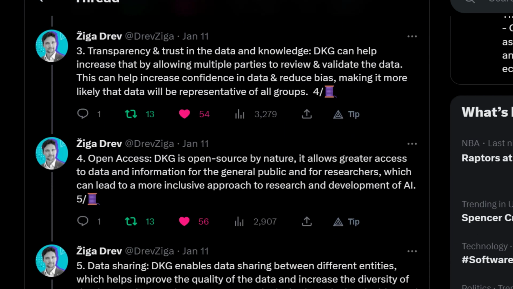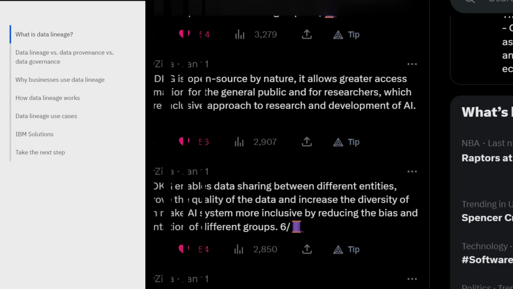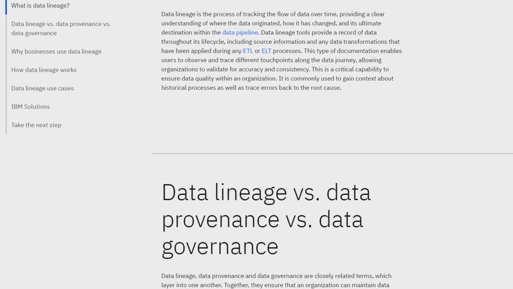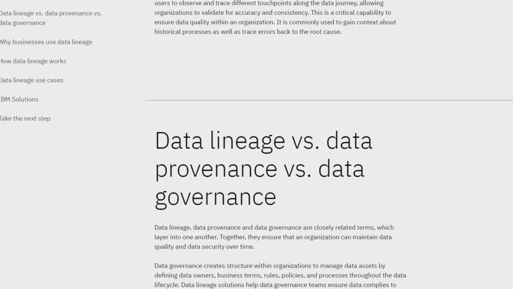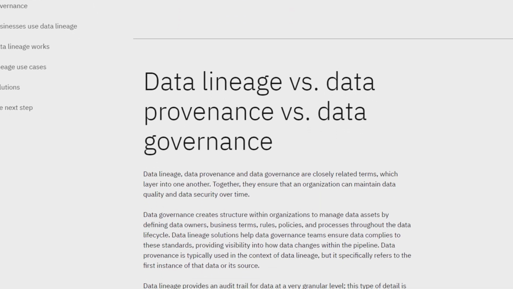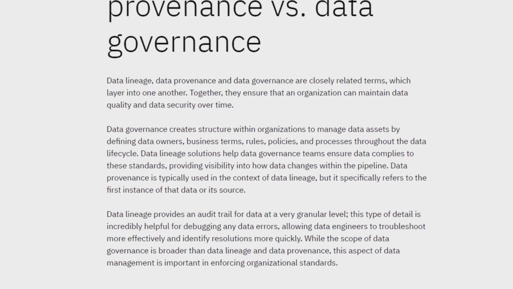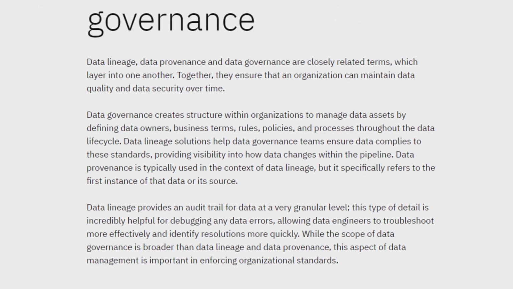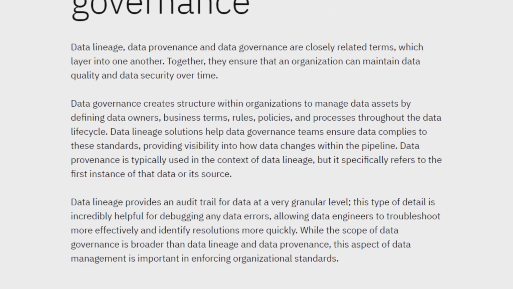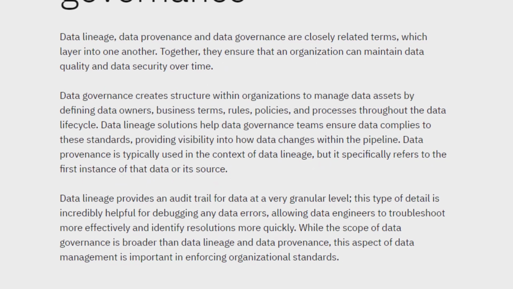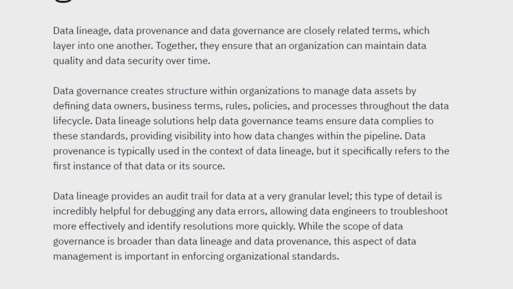Today, we're going to be reviewing a few core principles of data management to understand the unique positioning of OriginTrail. Today, we're going to be talking about data lineage. Now, data lineage is vastly different from data provenance and data governance. So, let's go to IBM about this topic.